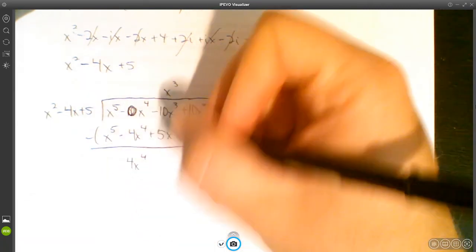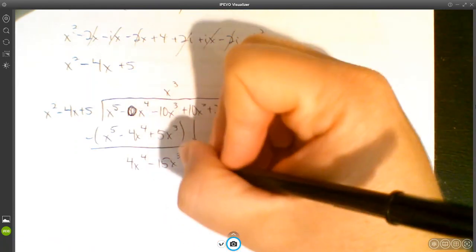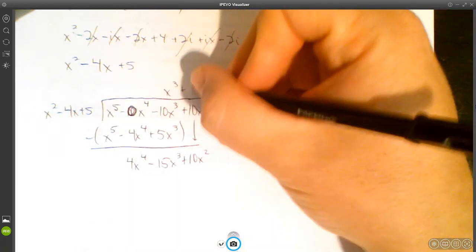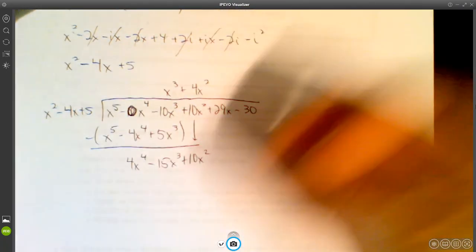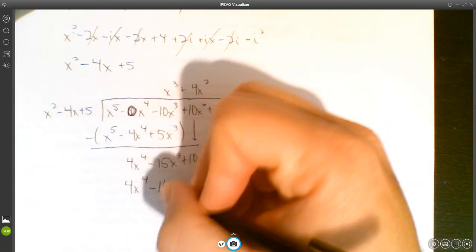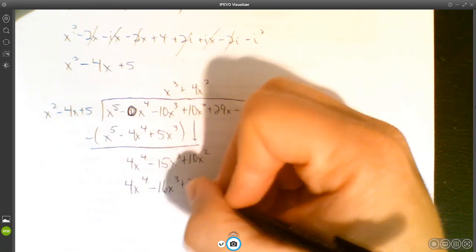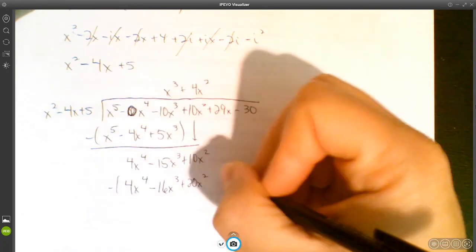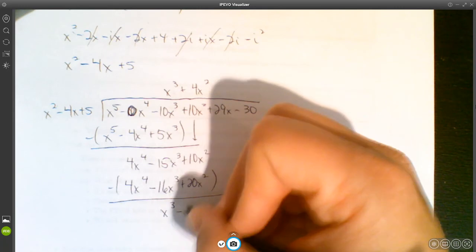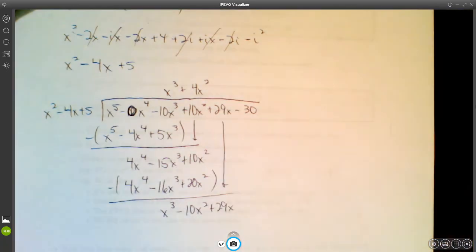4x to the 4th minus 15x cubed. And bring down a 10x squared. Okay, what times x squared is 4x to the 4th? I think it would have to be 4x squared. Minus 16x cubed plus 20x squared. We're subtracting now. We're going to get just an x cubed minus 10x squared plus 29x.